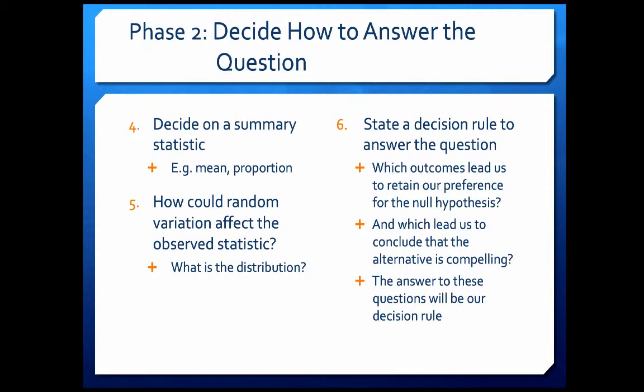Non-random variability would lead us towards the alternative. So be aware about what you expect to see under the null hypothesis. And then you'll state a decision rule to answer that question. So which outcomes will lead you to retain the preference for the null hypothesis? What will lead you to conclude the alternative? That is your decision rule.